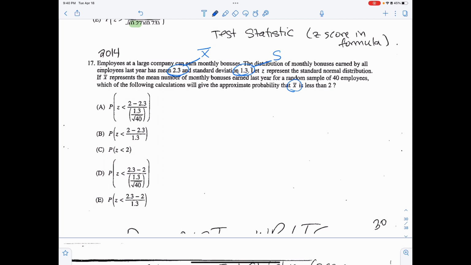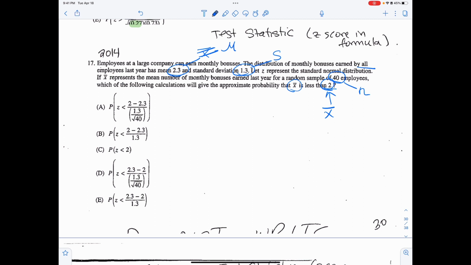If X bar represents the mean number of monthly bonuses earned last year, a random sample of 40 employees, which of the calculations will give the probability that it's less than 2. Okay, so 2 is going to be, so it looks like this is all employees, so really I marked this wrong. It shouldn't be X bar, it should be mu. And that should be my X bar, right? Because that's going to be my sample.